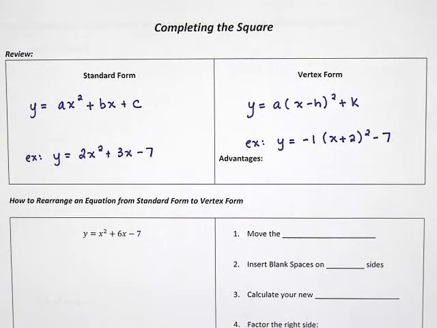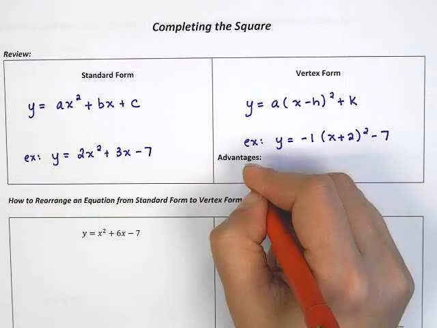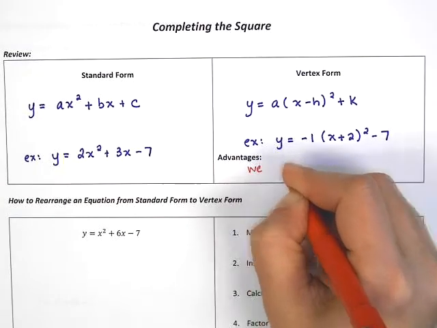Even though both of these equations are very useful and we can use them to answer questions about a quadratic model or a quadratic equation, there are some advantages to having vertex form. One of the major advantages to vertex form is that we can easily see the vertex.